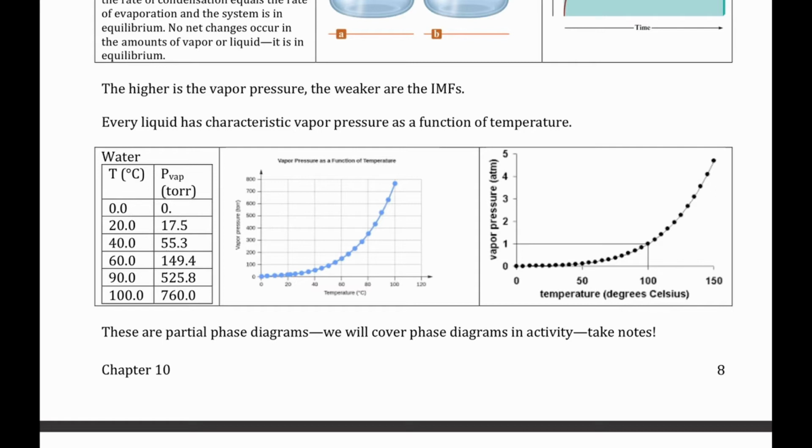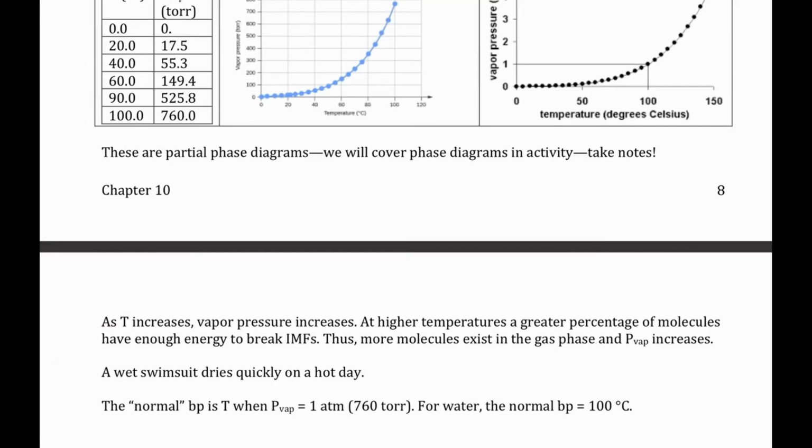When the vapor pressure equals the atmospheric pressure pushing down on it, and atmospheric pressure is usually 1 atmosphere if we're at sea level, then we have boiling occurring. So notice, go on our graph to vapor pressure 1 atmosphere, go over to the graph, drop down to temperature, you see 100 degrees. That would be the boiling point, what we call the normal boiling point. So these are phase diagrams, and we will cover phase diagrams more in the activity that's coming.